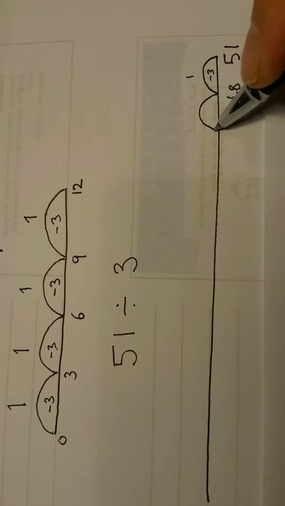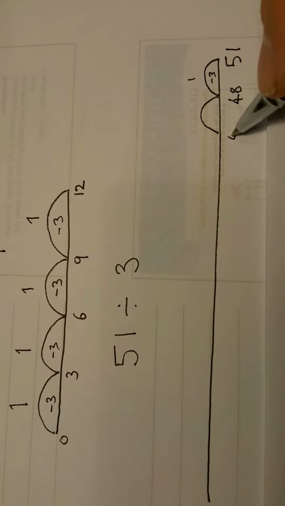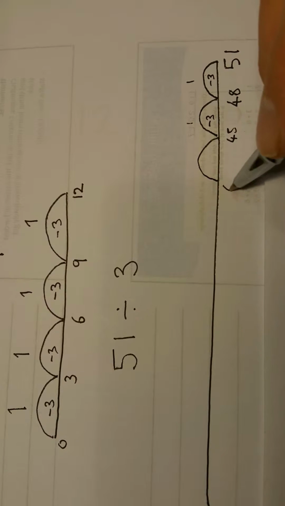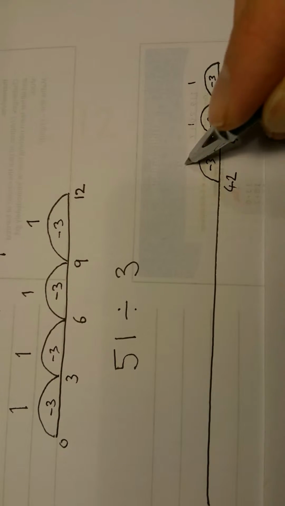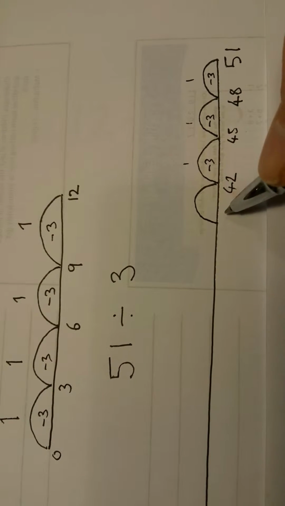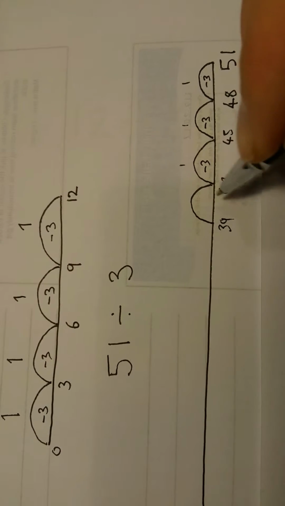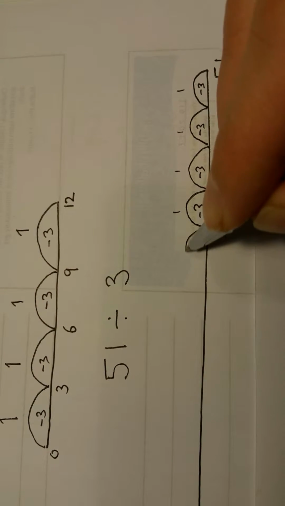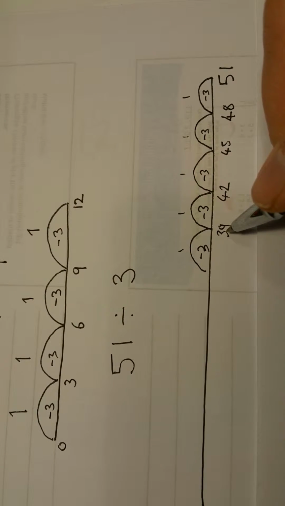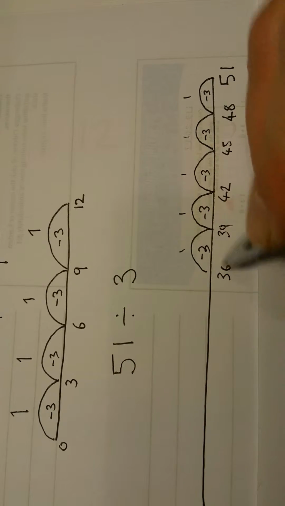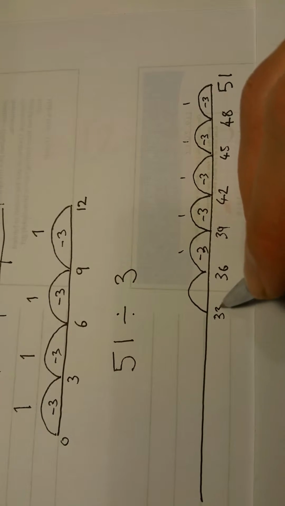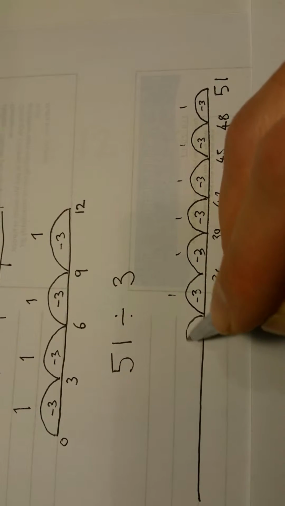Let's take another lot of 3. That takes me to 45. And then another lot of 3 is 42. And another lot of 3, crossing the tens barrier, 39. And then another lot of 3. That will bring me to 38, 37, 36. And then another lot of 3 brings me to 33. Another lot of 3.